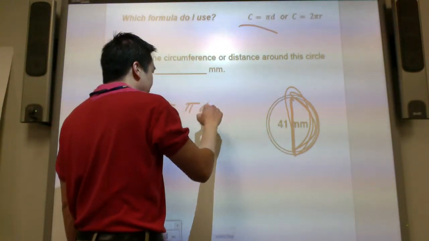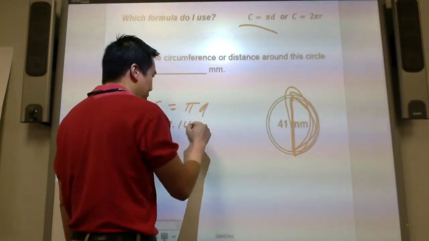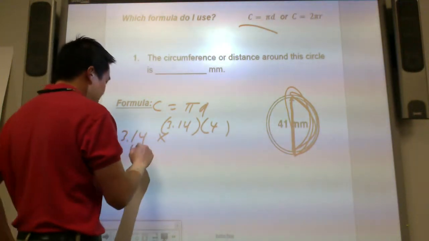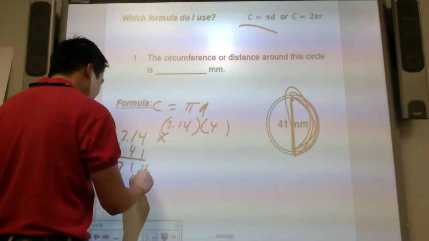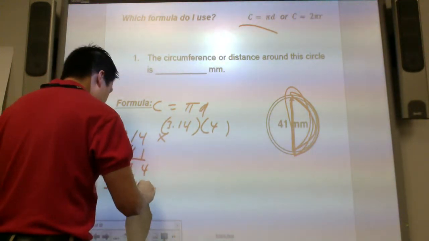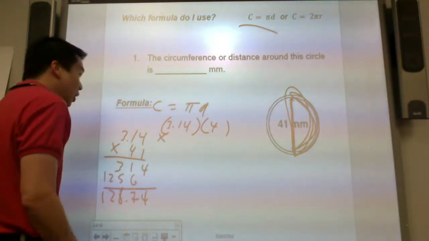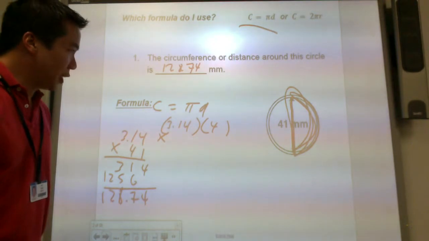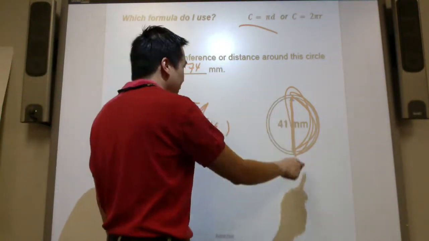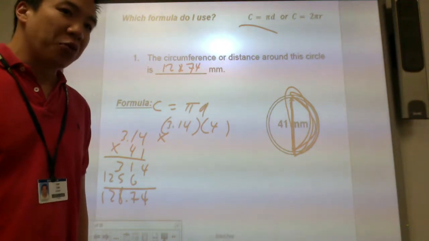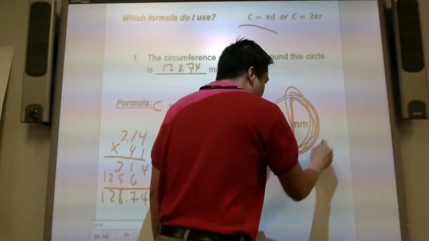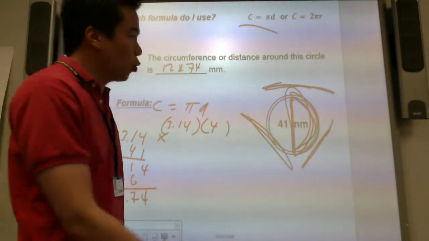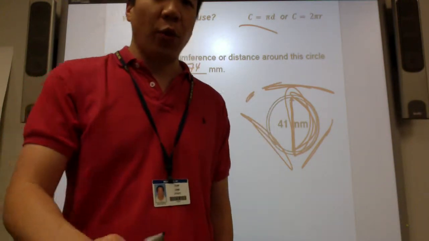C equals pi d. 3.14 times diameter of 41. So what is 3.14 times 41? 128.74 millimeters. So again, why is that so? The diameter is 41. A circumference is about 3 times that distance. 1, 2, 3. So if you multiply by 3, that'd be 123, which is very close. And then it's like 0.14 more times 41.